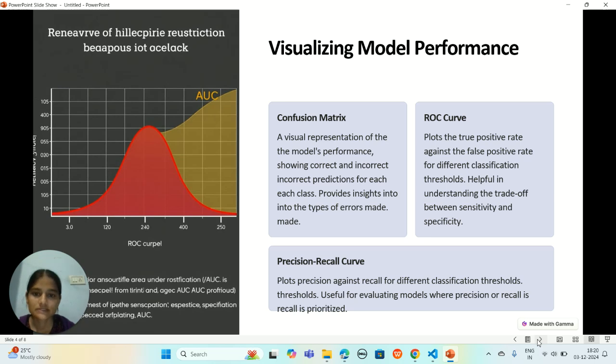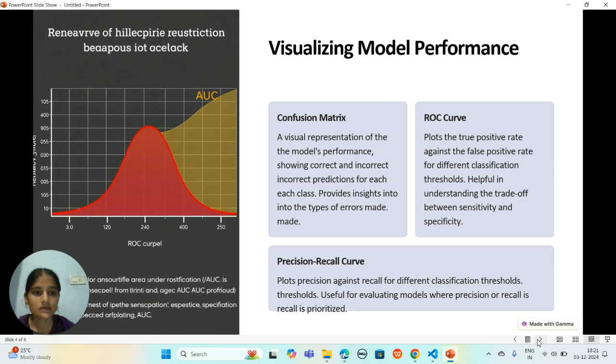Visualizing model performance. There are three tools: confusion matrix, ROC curve, and precision-recall curve. First one is the confusion matrix, a visual representation of the model performance showing the correct and incorrect predictions for each class. It provides insights into the types of errors made.